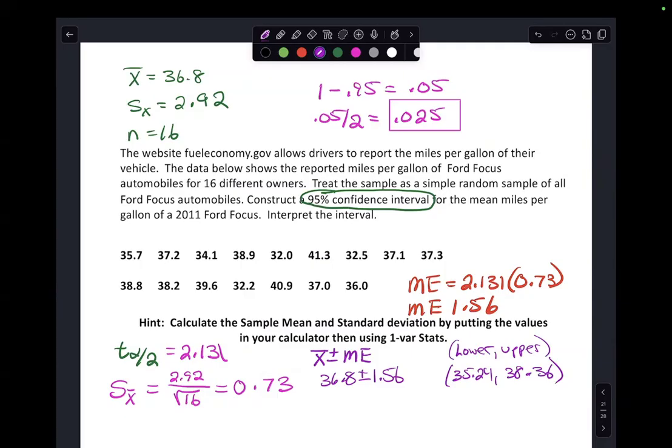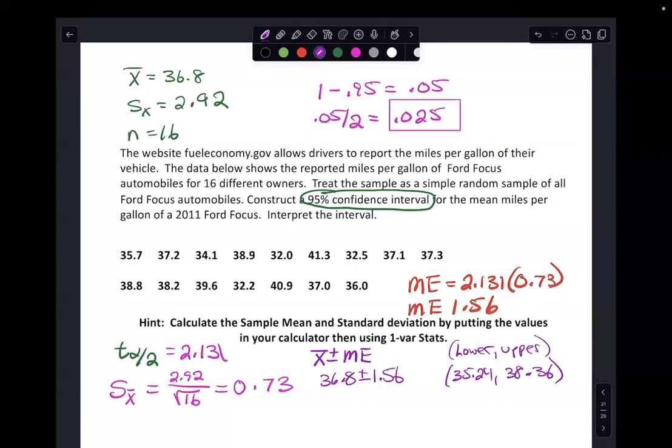Okay, let me give you the interpretation of this. We are 95% confident that the actual average miles per gallon for a 2011 Ford Focus is 36.8 miles per gallon plus or minus 1.56. Or we could say that we're 95% confident that the population mean of the miles per gallon for a 2011 Ford Focus is between 35.24 and 38.36 miles per gallon.